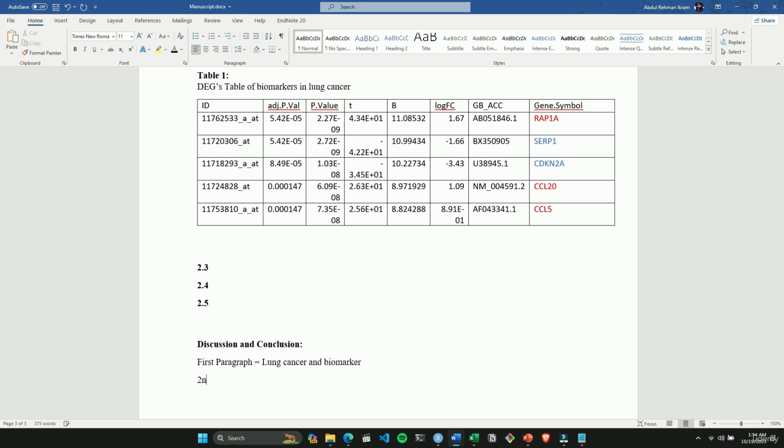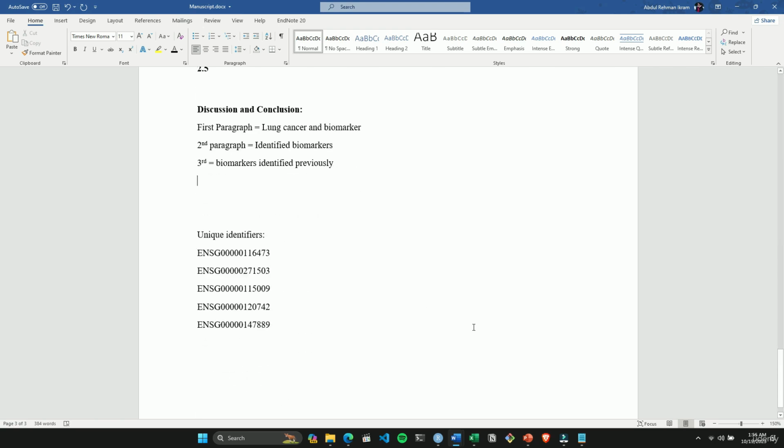The second paragraph will be about the study that you have done above. So we have identified biomarkers, and then in the third paragraph you will compare those to the previous results: the biomarkers that were identified previously, and the biomarkers that you have identified now.